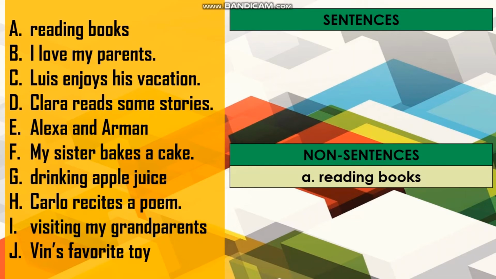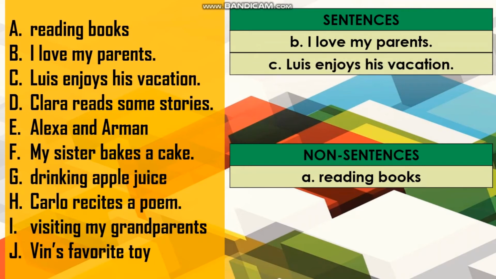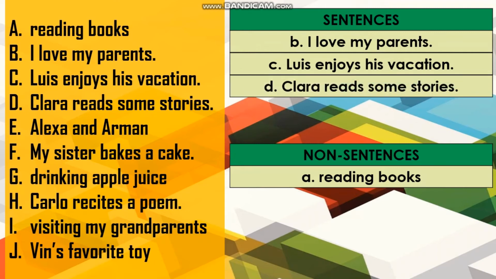Letter B. I love my parents. Correct. This is a sentence. Letter C. Luis enjoys his vacation. This is a sentence. Letter D. Clara reads some stories. Is it a sentence or a non-sentence? Very good. This is a sentence.